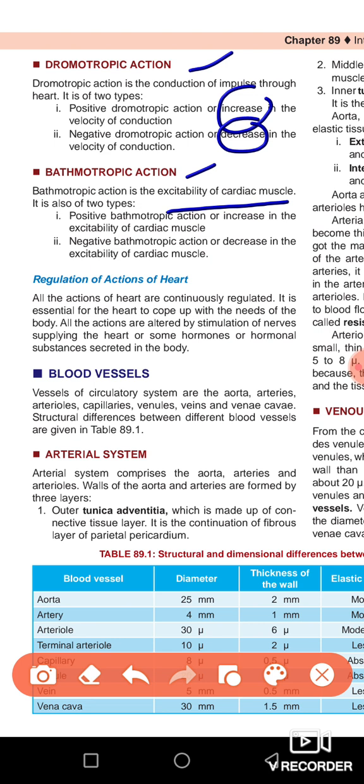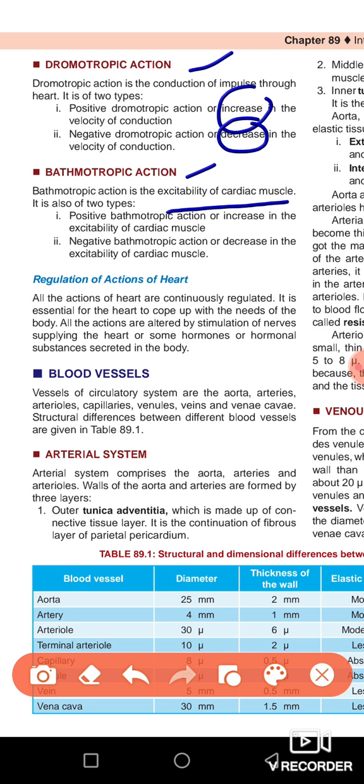Now the third action is the dromotropic, and in the dromotropic we see impulse transfer in your heart, that your heart is going to pump your impulses, and if the action is positive then there is increase, and if the action is negative there is a decrease.